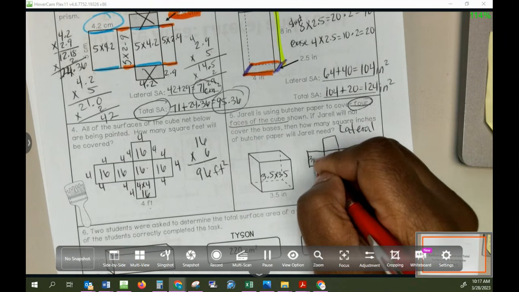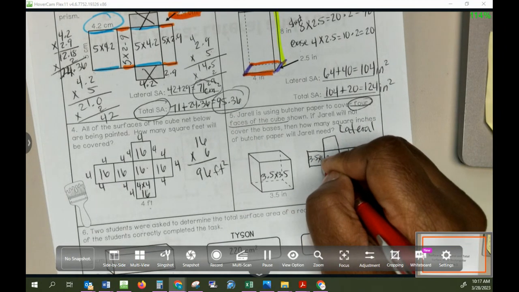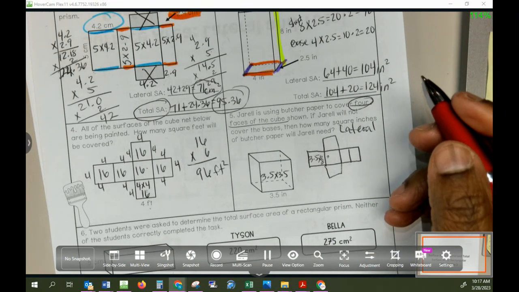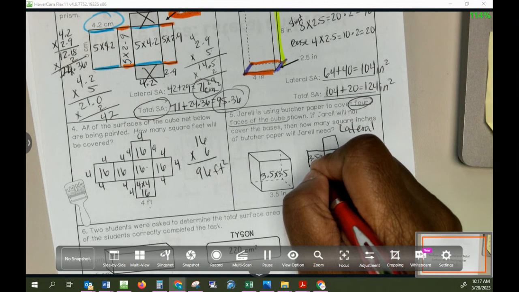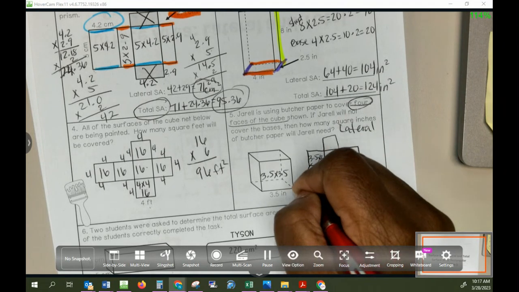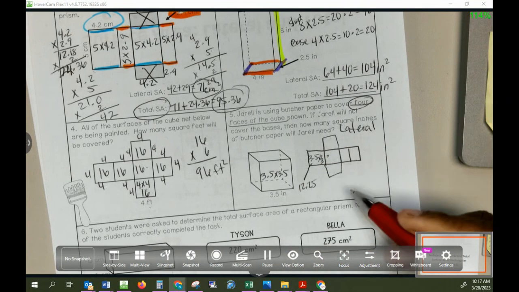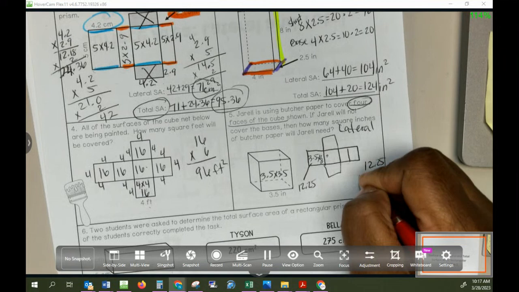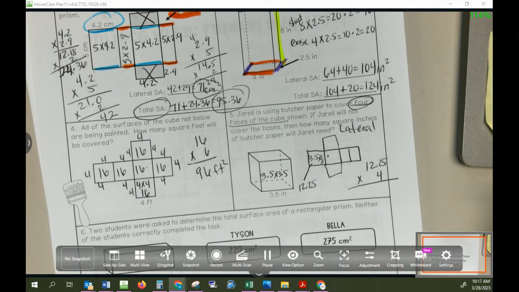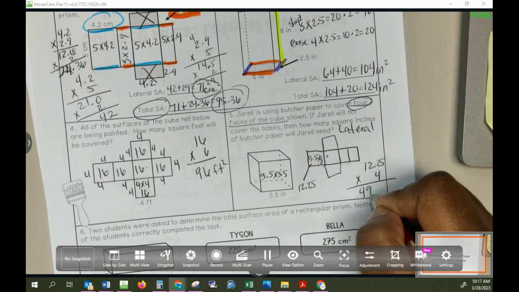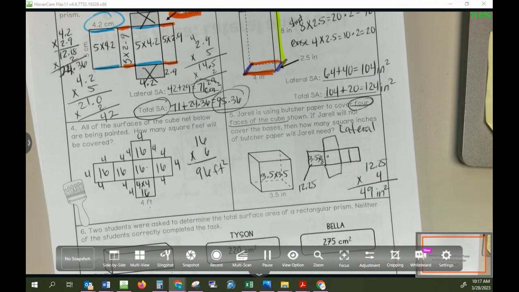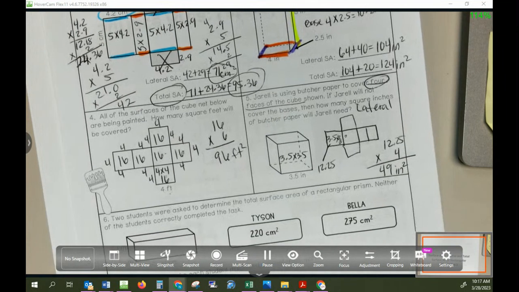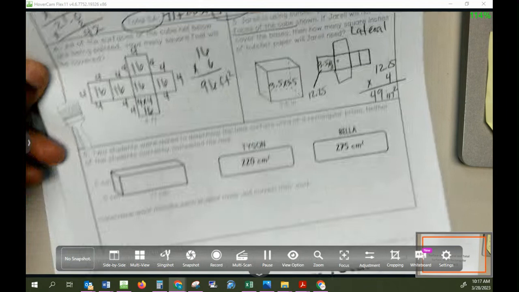And he's only covering these parts, 3.5 times 3.5. What's 3.5 times 3.5? 12.25. And he's doing this to 4 of them. So we're really saying 12.25 times 4. And what do we get? 49 square inches, because cubic would be to the 3rd power. So square inches. Great job.